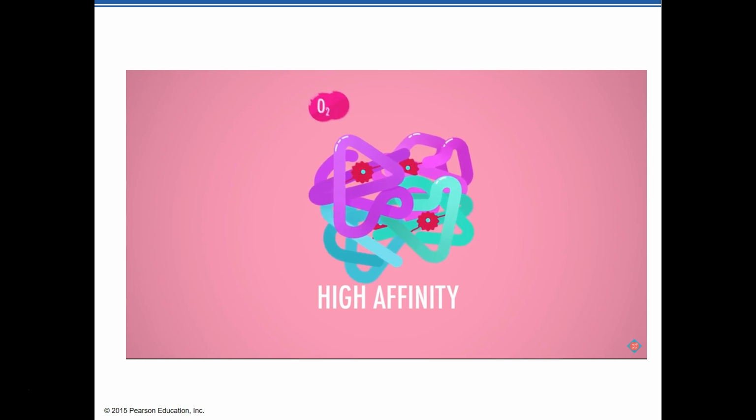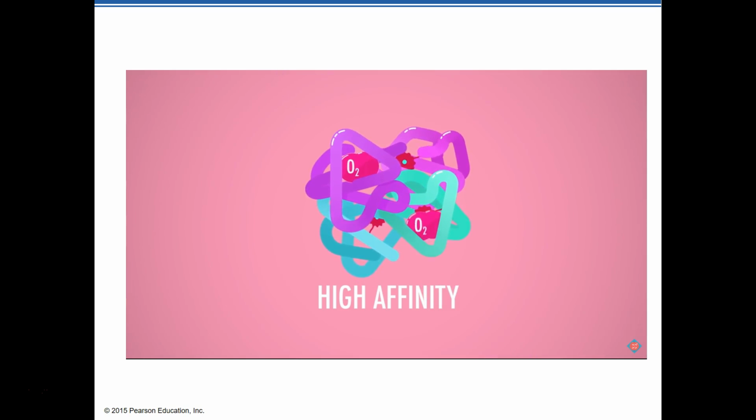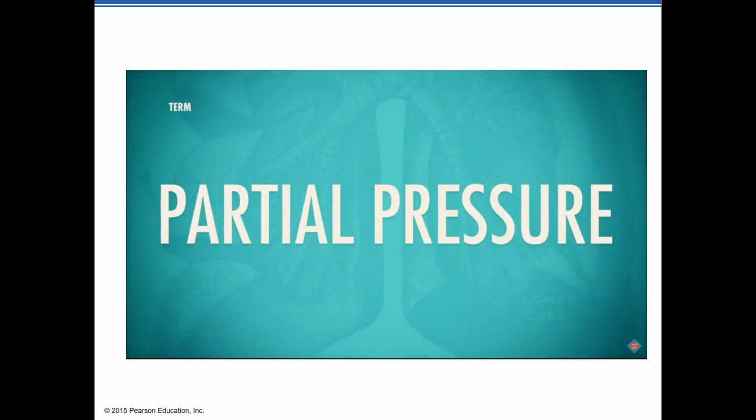In some places, we want our hemoglobin to have a high affinity for oxygen so it can easily grab it out of the air. And in others, we want it to have a low affinity for oxygen so it can dump those molecules to feed our cells. So how does your hemoglobin know when to collect its precious cargo and when to let it go? Well, a lot of it has to do with a principle of chemistry known as partial pressure.